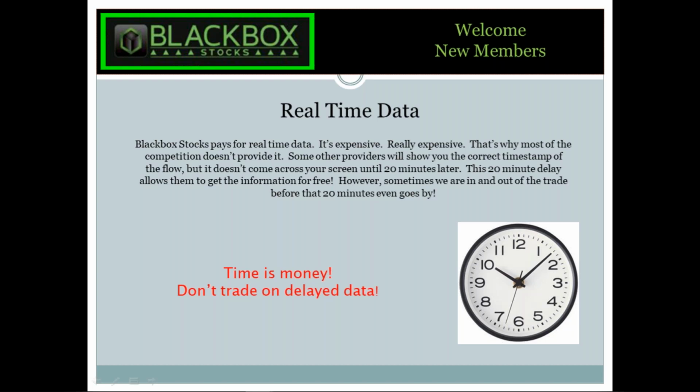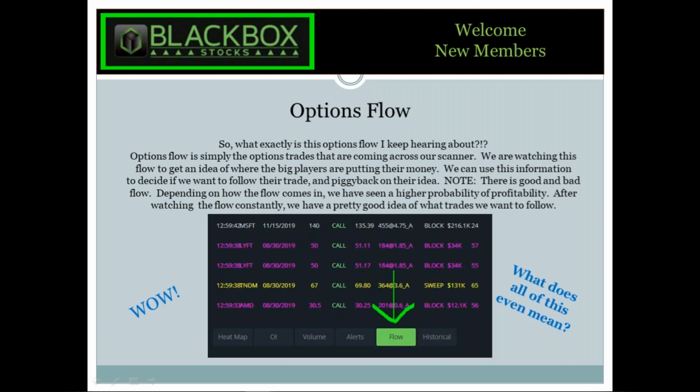So BlackBox pays for that real-time data, which is why we have a bit of an edge over some of the competition that also provides scanning services. There's a few advantages to BlackBox. The first and most important is that we have real-time data. There's no delay. When you see something on the scanner, that's when it executed on the exchange. So all of that, and what we're looking for, is options flow.